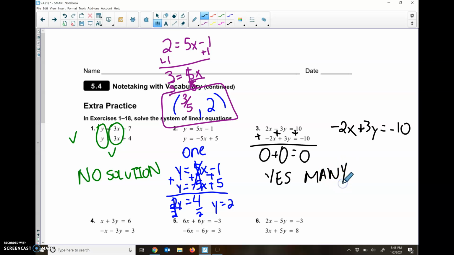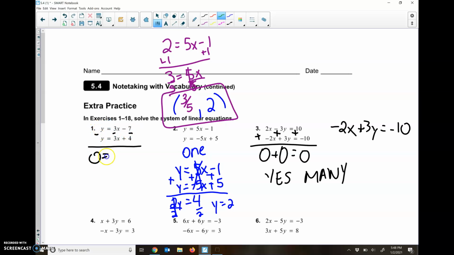Okay, now that I think of that, let's go back and solve this no solution problem and see what we get there. So I need to subtract here to get my y's to cancel. So I'm going to subtract y minus y, 0. 3x minus 3x, 0. Negative 7 minus 4, negative 11. Well, that's funny. Does 0 equal negative 11? No, it doesn't. So no solution for that one.